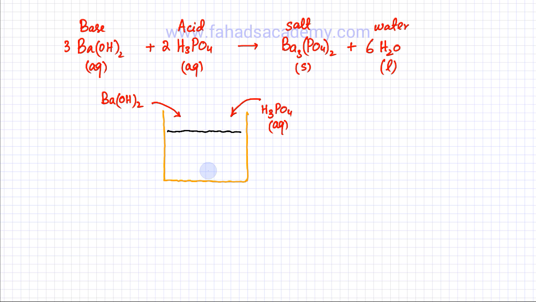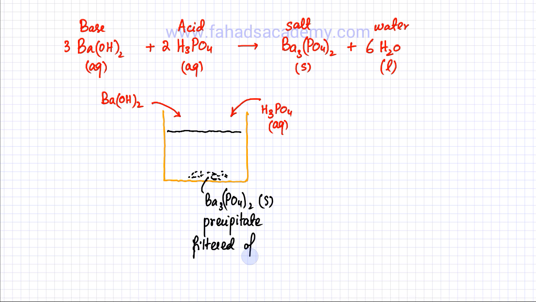So once they start reacting, they're going to start forming a solid precipitate, which is going to be barium phosphate, Ba3(PO4)2. So it's going to be a solid precipitate formed. And what you can do is you can easily filter this off. So this solid precipitate is simply filtered off, and you get your product, which is this insoluble salt. You can simply filter it off.